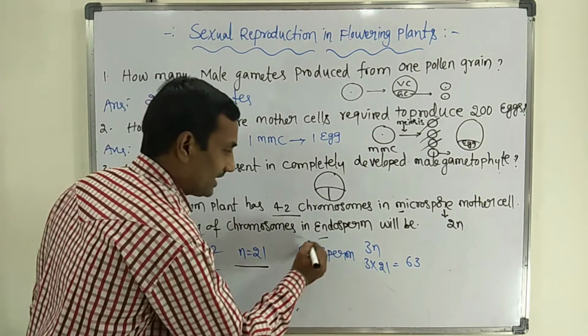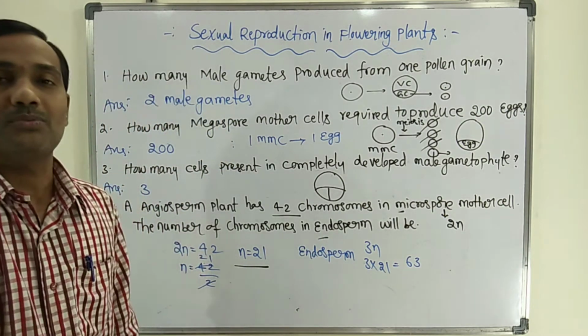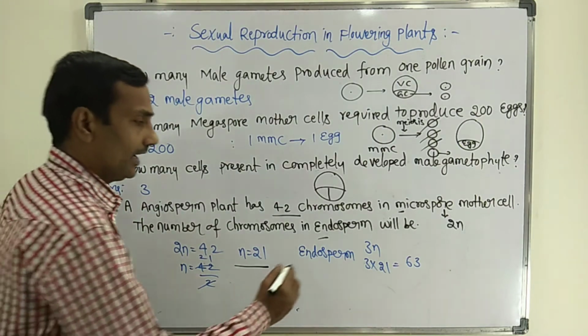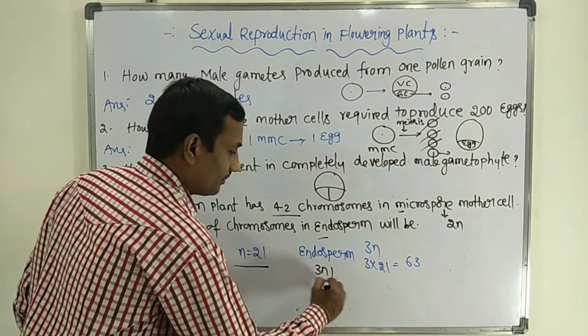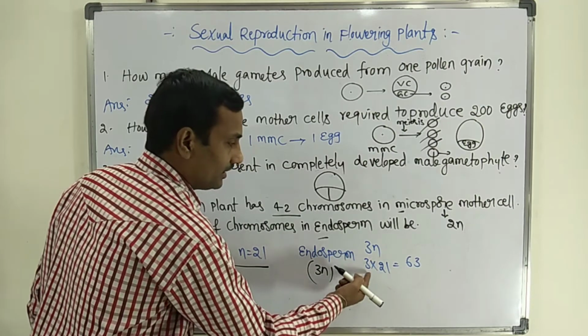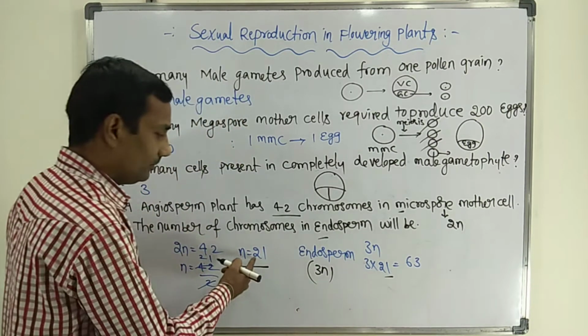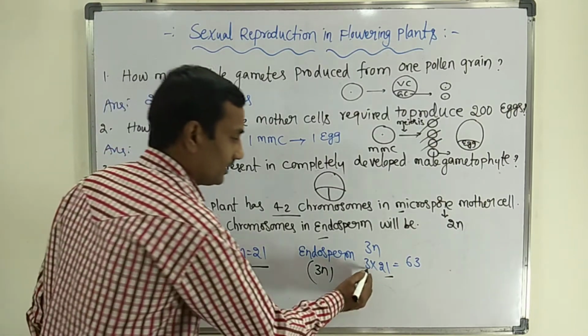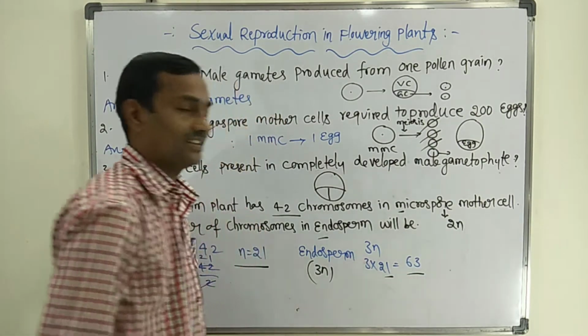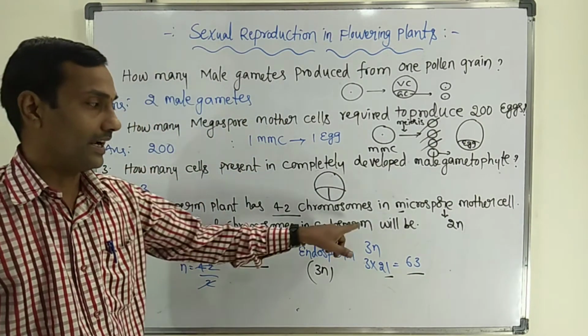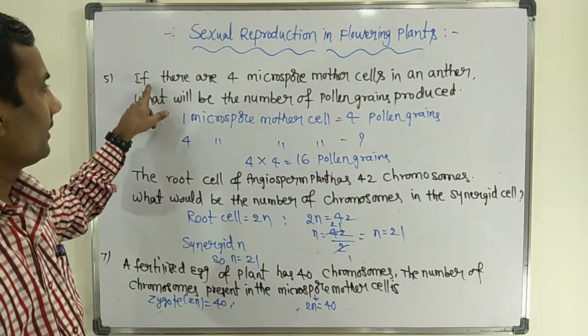But in the question, they are asking about the number of chromosomes in the endosperm. Endosperm is 3n. So I wrote 3n, and in place of n I substituted the value 21 chromosomes. 3 into 21 is 63 chromosomes in the endosperm of that plant.